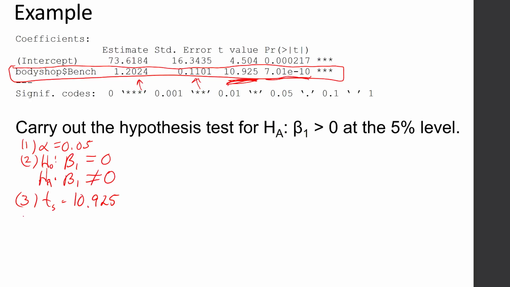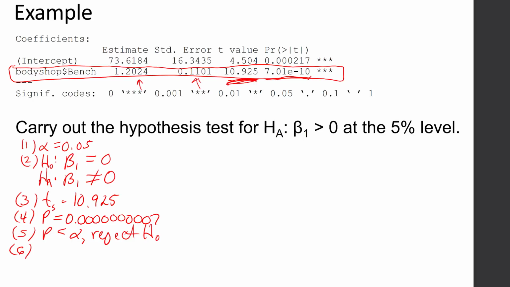It's very, very small. So that means it has 9 zeros and a 7. Really, really tiny. So obviously, P is less than alpha. And if the P is low, the null must go. And so what are we going to conclude? There is evidence for the alternative hypothesis.